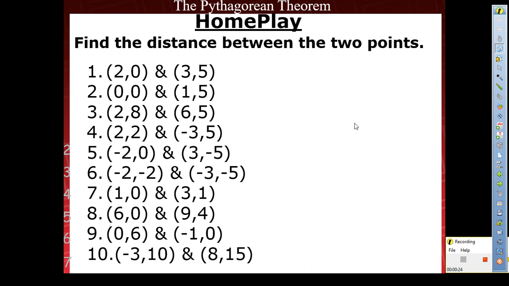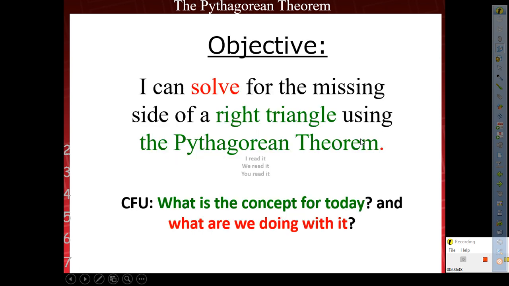So that's home plate for tonight, and let me go to the objective. Here we go. I can solve for the missing side of a right triangle using the Pythagorean Theorem. On 3, 1, 2, 3. I can solve for the missing side of a right triangle using the Pythagorean Theorem. One more time, 1, 2, 3. I can solve for the missing side of a right triangle using the Pythagorean Theorem.